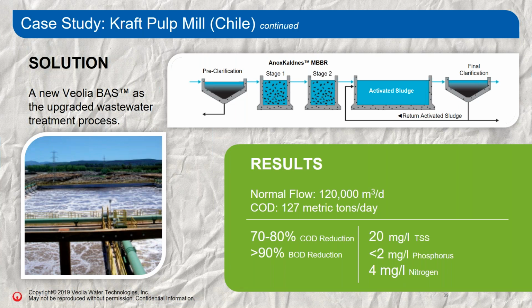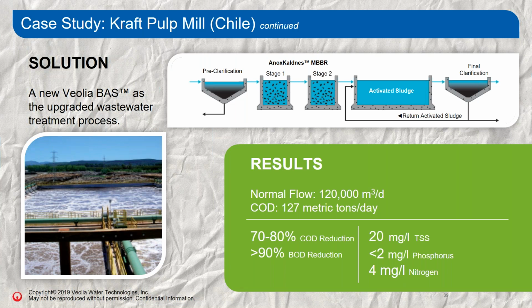Sorry. Yeah, the choice here was to install a BAS plant. This was a greenfield installation, so the whole BAS plant was built. Very often you may upgrade to BAS by installing MBBR prior to activated sludge to achieve the same thing. So in this case, for 120,000 cubic meters a day of wastewater, this BAS plant was installed to remove maximum COD, which is about 80% of the COD, more or less complete BOD removal, and then a low discharge of total suspended solids.